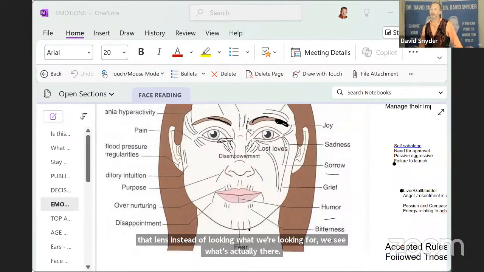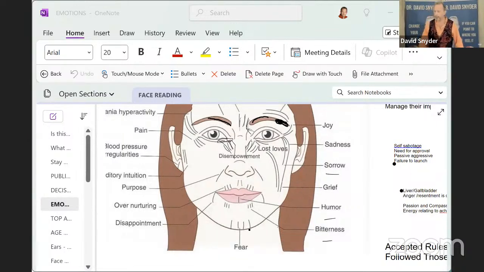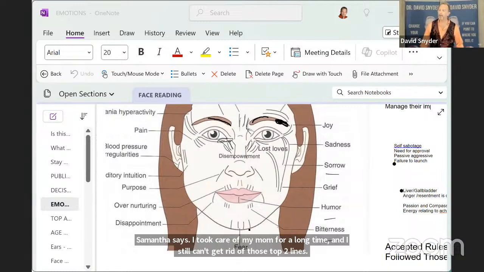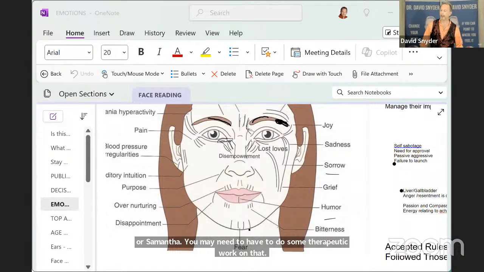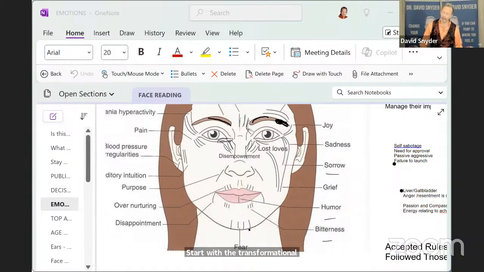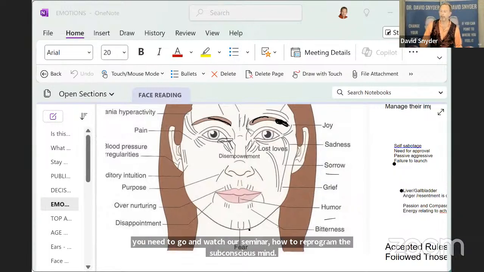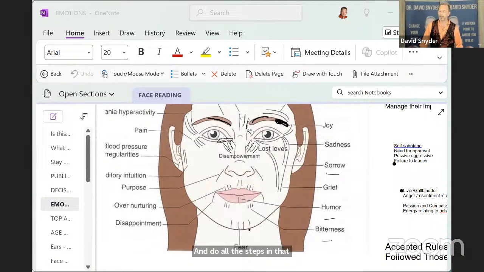So Samantha says, I took care of my mom for a long time and I still can't get rid of those top two lines. She passed a couple years ago. I wish they would go away. Samantha, you may need to do some therapeutic work on that. Start with the transformational triad and bucket listing. If you need to, go and watch our seminar, How to Reprogram the Subconscious Mind, and do all the steps in that video. If you still need help, call our office and set up a consult with me or Moss, and we'll help you work on that.